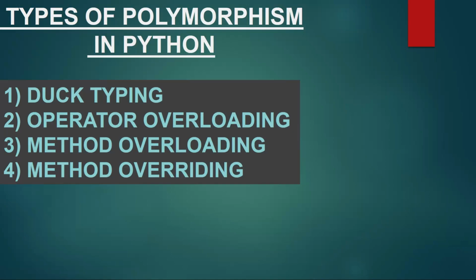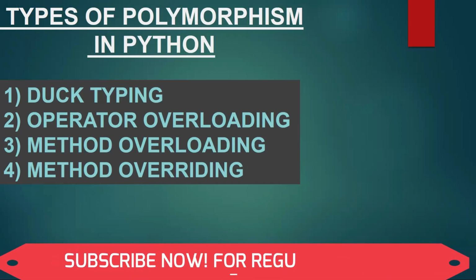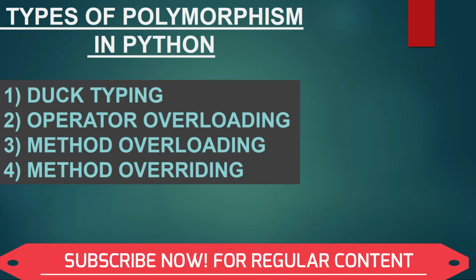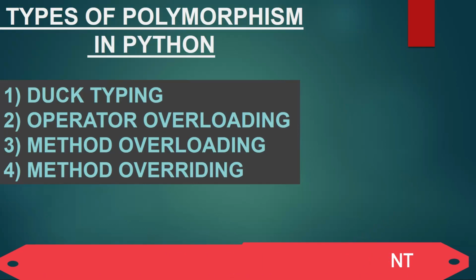All of them are really important concepts. And the later 3, operator overloading, method overloading, and method overriding, are common to all object-oriented programming languages. You can find them in C++, you can find them in Java, but duck typing is exclusive to programming languages like Python and R. So in the next video, we'll be talking about duck typing only, and one by one we'll be covering all the types of polymorphism. It is a really important concept.